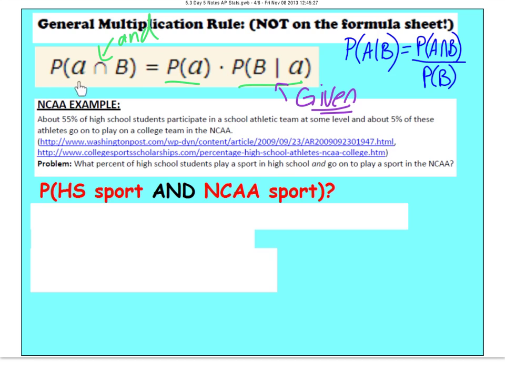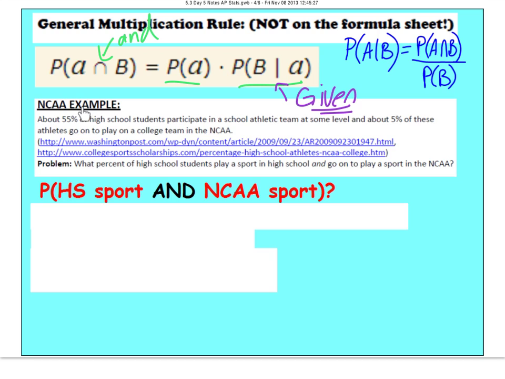Now, this formula written in this format is not on the formula sheet. However, if I were to rewrite it, I could divide by the probability of A over here, and you're going to find this formula actually on the formula sheet. We will do this one in more detail, but what it says is, can you find the probability of A given that B has happened? You can. You do the probability of A and B over the probability of B. Again, we'll reference this in a little bit.